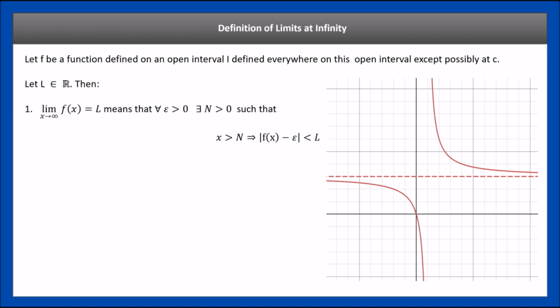So we're saying that this limit means that for every positive epsilon, there exists a positive N such that x is greater than N. If x is greater than that N, that would imply that the distance between f of x and L is less than epsilon. Sorry, I had these reversed earlier, so they should actually be reversed here.